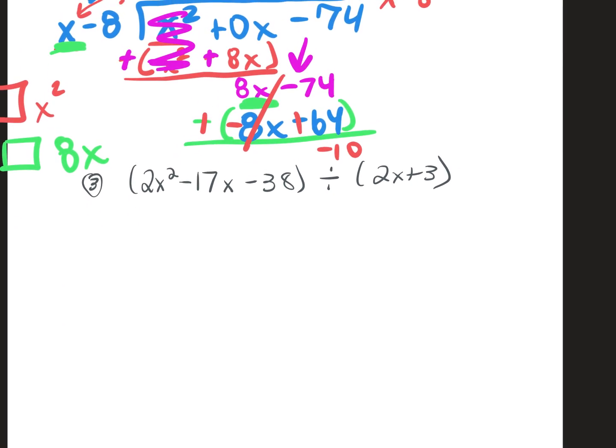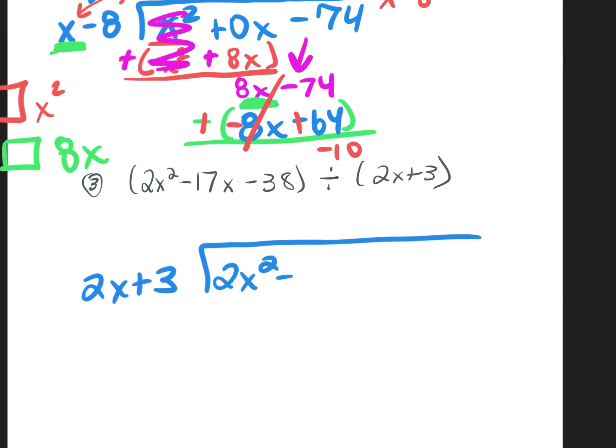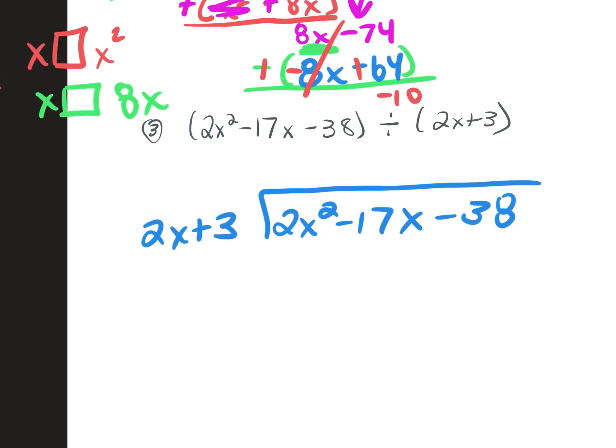Same thing. What goes on the outside? What goes on the inside? 2x plus 3 is on the outside. And on the inside, I have 2x squared minus 17x minus 38. Do I need any placeholders here? Look on the inside. We go x squared, x, and a constant. We're good. So first term into first term.